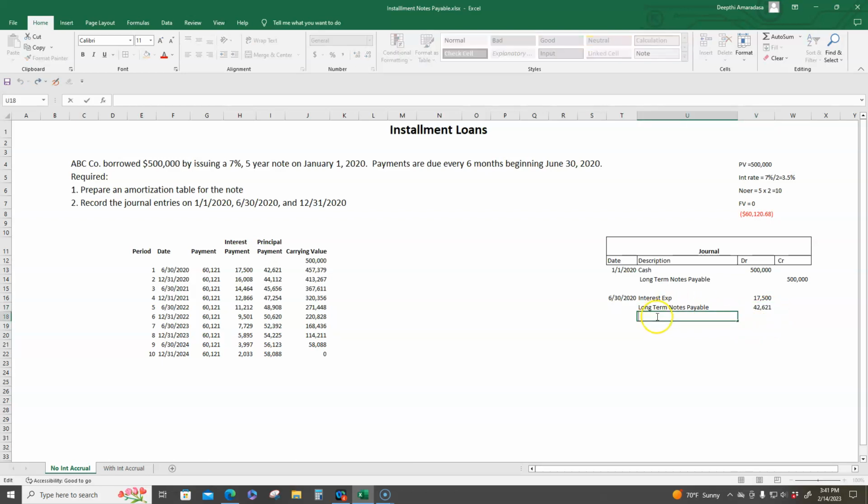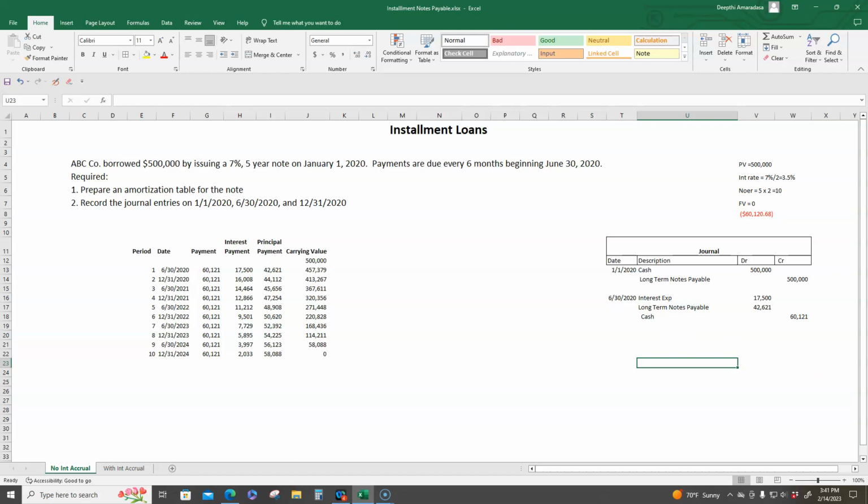And then the credit would be what? We're going to pay cash. So we're going to credit cash. And how much cash? The amount of the payment, which is $60,121. Do our total debits equal total credits? Yes, they do. So we're done with that journal entry.